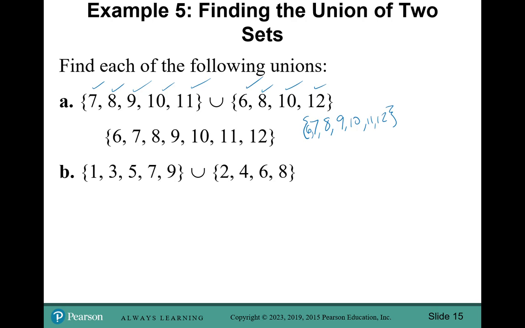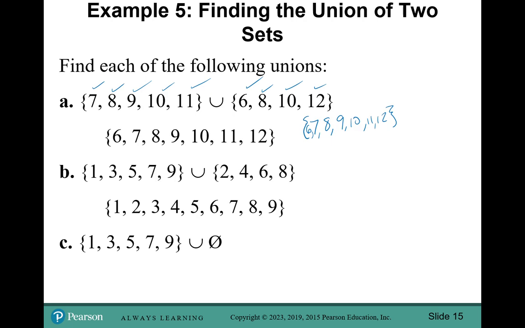So let's union this next set. 1, 3, 5, 7, 9, union with 2, 4, 6, 8. When we do that, we'll notice that our new union set is 1, 2, 3, 4, 5, 6, 7, and 8. Each element of both sets, all combined into a new set. If I union this set, 1, 3, 5, 7, and 9, with the empty set, I just get the original first set, because the empty set is known to be in each set, so it doesn't even need to be written.